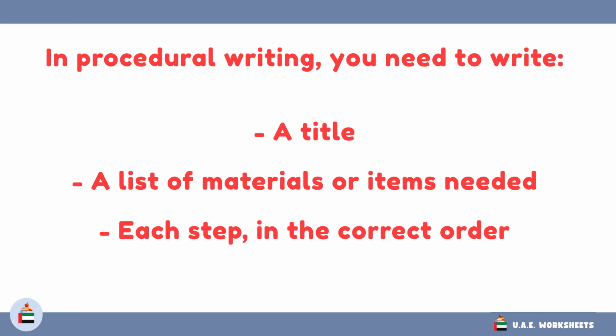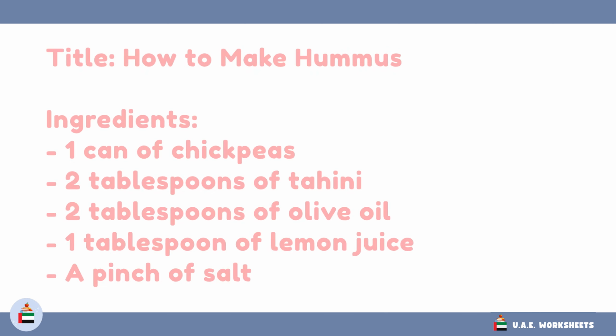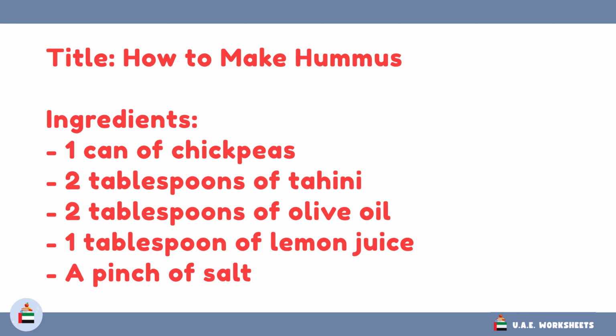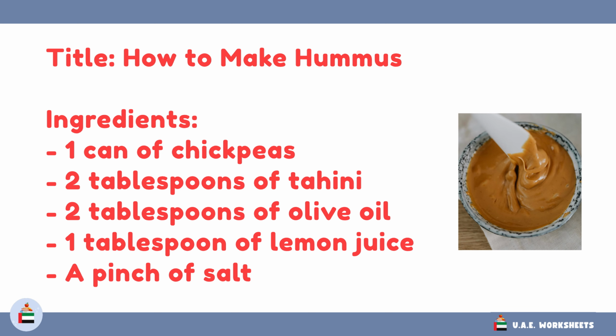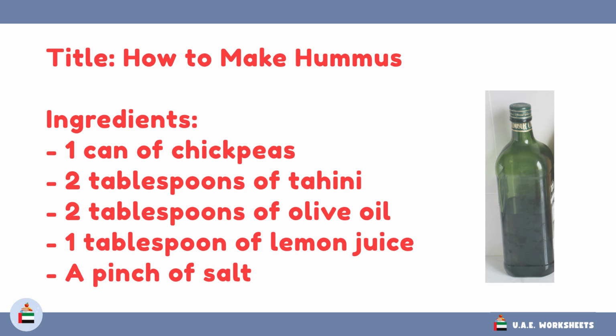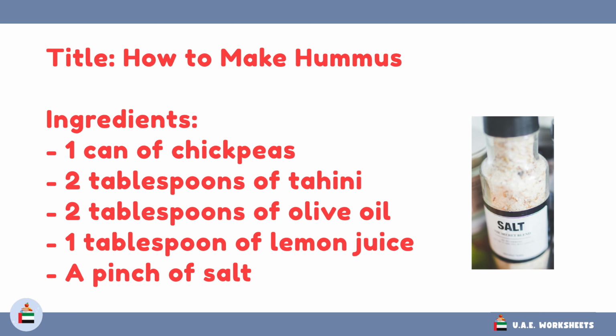In procedural writing, you need to write a title, a list of materials or items needed, and each step in the correct order. Let's practice procedural writing. Title: How to make hummus. Ingredients: 1 can of chickpeas, 2 tablespoons of tahini, 2 tablespoons of olive oil, 1 tablespoon of lemon juice, a pinch of salt.